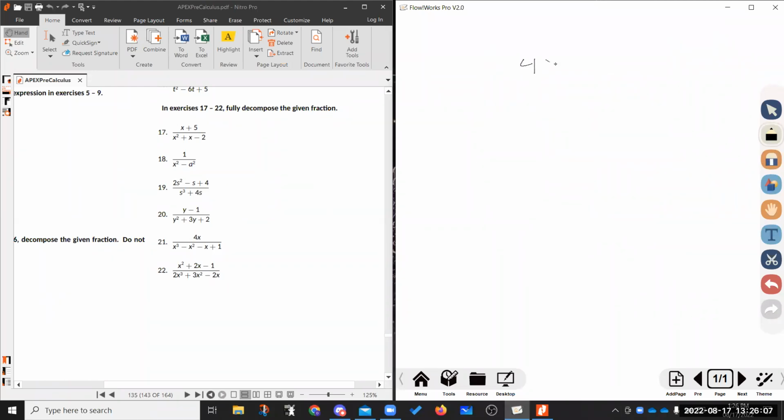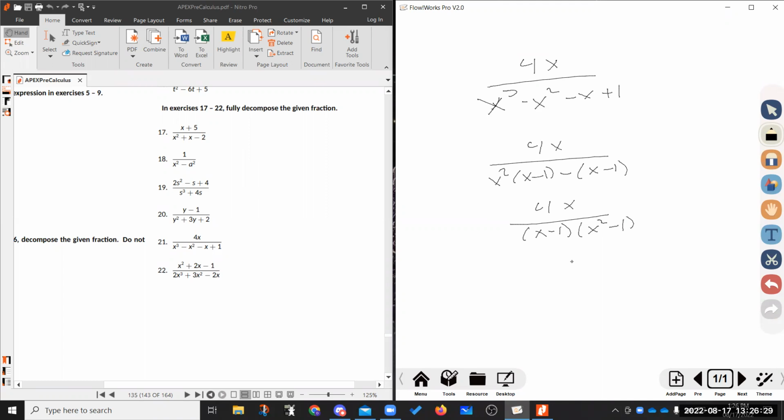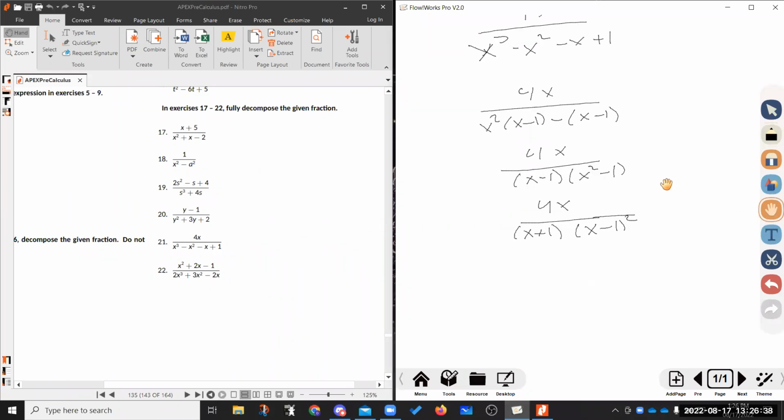For 21, 4x over x cubed minus x squared minus x plus 1. I'm going to try and factor by grouping here first if we can. That gives x minus 1 minus x minus 1, so 4x over x minus 1 times x squared minus 1, which is 4x over x plus 1 times x minus 1 quantity squared.